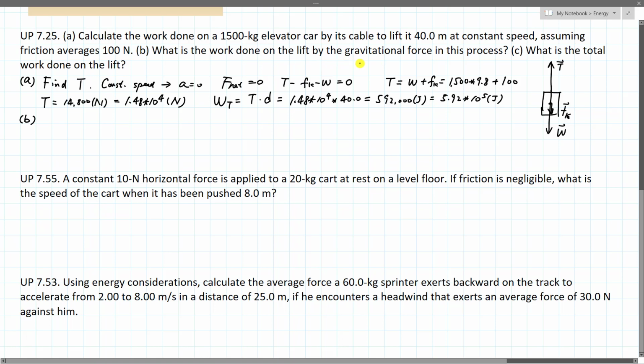So that's W. So let's see. W points down with this amount, right? And the displacement is upward, so the angle in between should be 180 degrees. Weight is down, displacement up, right? So let's draw this displacement. I know it's not to scale, but at least we know the direction. So these two are in opposite direction. They have 180 degrees.